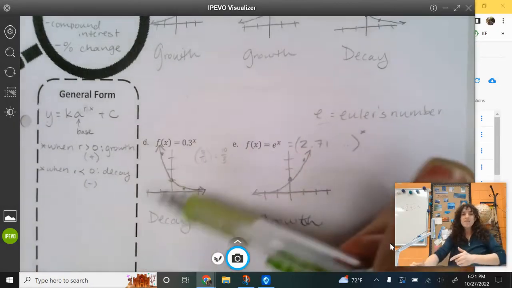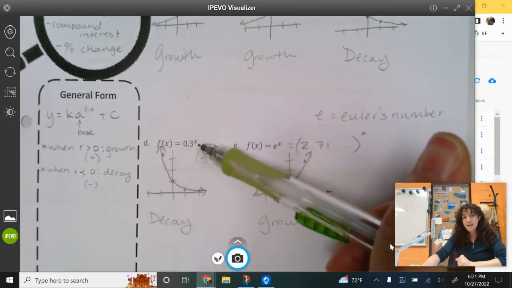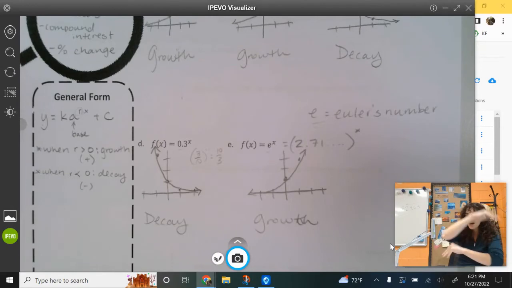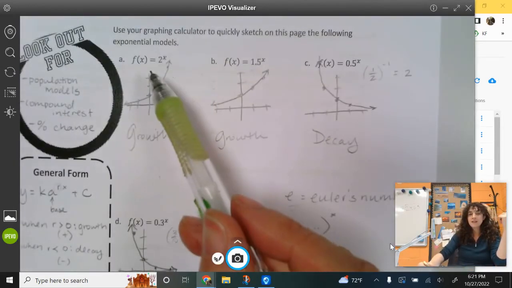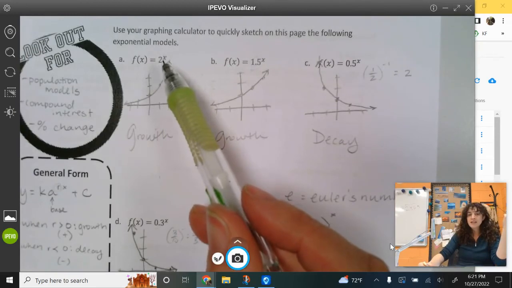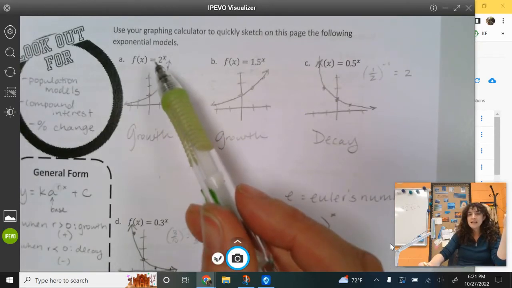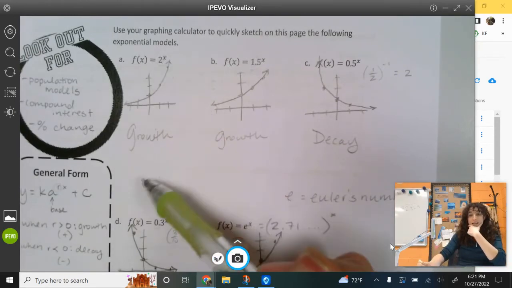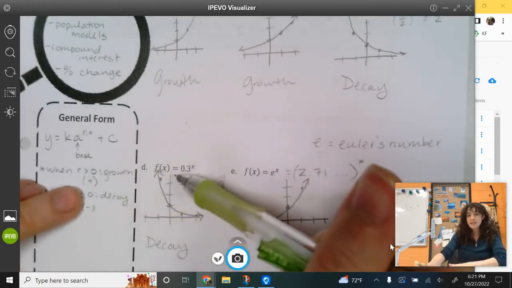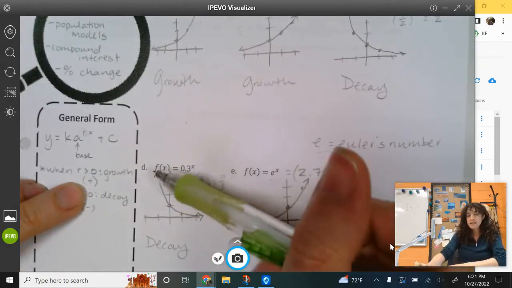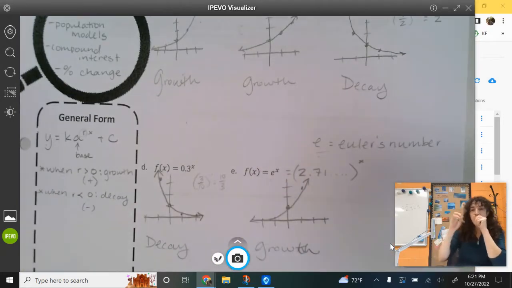Of course, if you have a decimal with a negative exponent, then those two negatives will undo each other and it'll become a growth, right? If you have a positive exponent and a decimal base, right? This is a positive exponent, but a decimal base, it's a decay. So these relationships kind of play off of each other and can kind of flip things around.